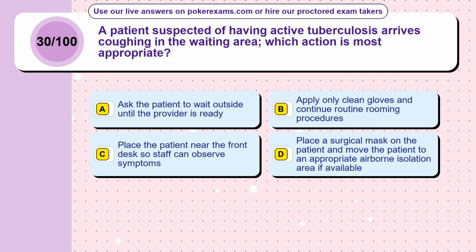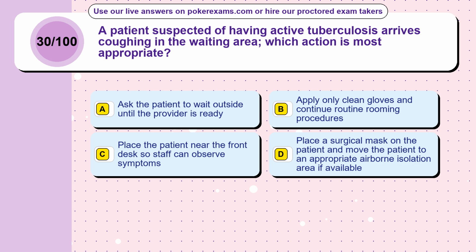Question 30. A patient suspected of having active tuberculosis arrives coughing in the waiting area. Which action is most appropriate? Option A, ask the patient to wait outside until the provider is ready. Option B, apply only clean gloves and continue routine rooming procedures. Option C, place the patient near the front desk so staff can observe symptoms. Option D, place a surgical mask on the patient and move the patient to an appropriate airborne isolation area if available.